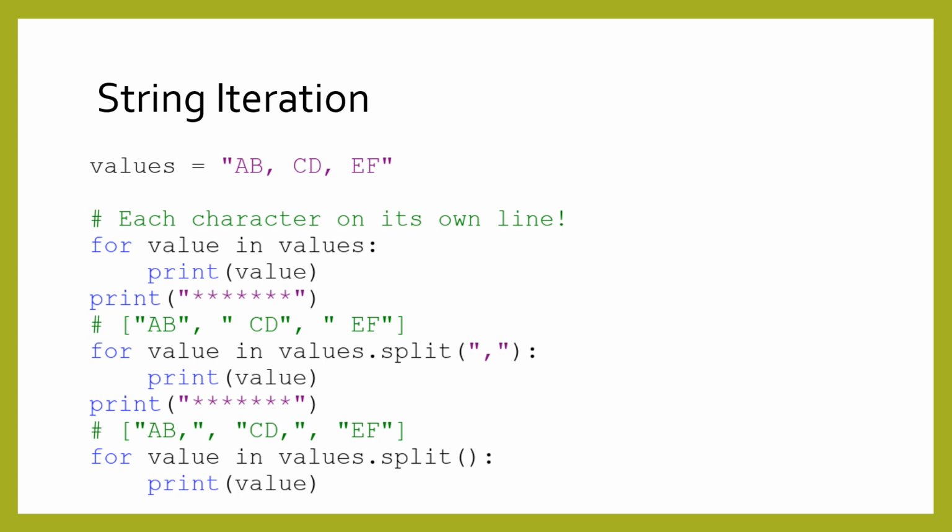Without arguments, the string is split on whitespace. If you provide a string as an argument, however, you can iterate based on a specific character. One of the most common ways to iterate is by splitting on a comma, if the string has comma-separated values.